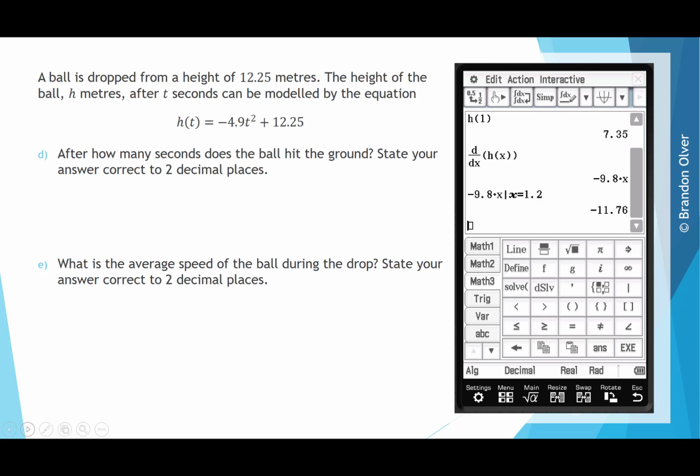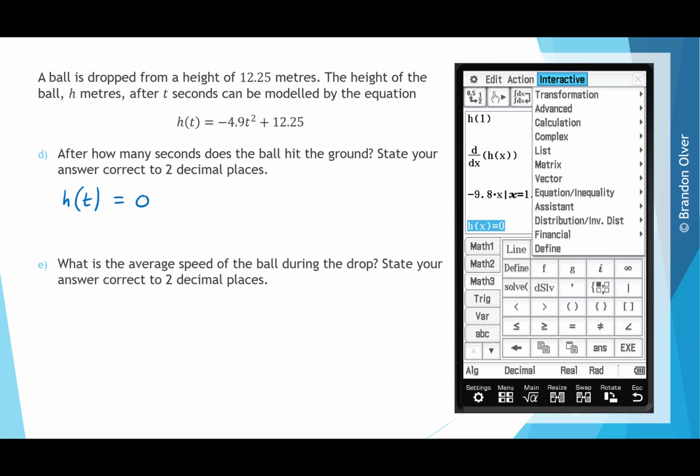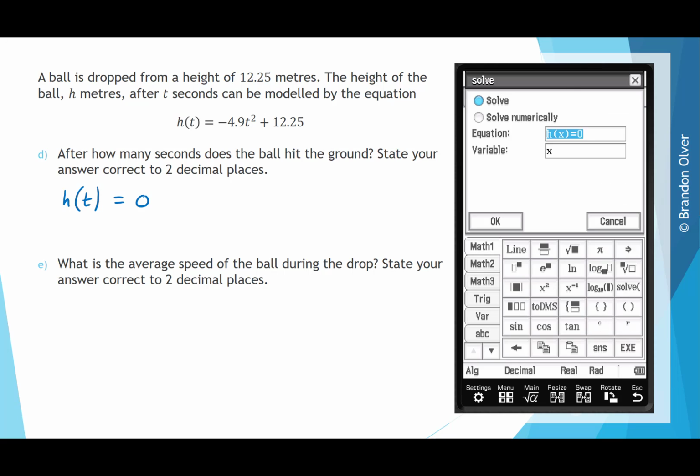For part D, we're asked after how many seconds does the ball hit the ground, and we want to state the answer correct to 2 decimal places. So the ground is going to be represented by the height being equal to 0, so we want to solve the equation h of t is equal to 0. Next on the CAS calculator, we're going to solve h of x equals 0, so we type that in and highlight it and go interactive, equation inequality, solve for x.